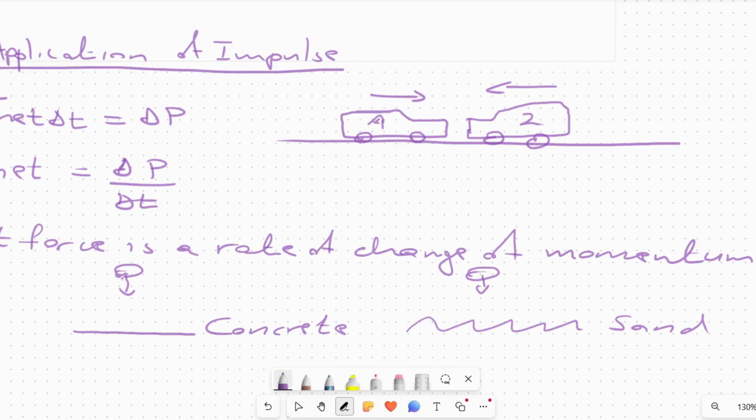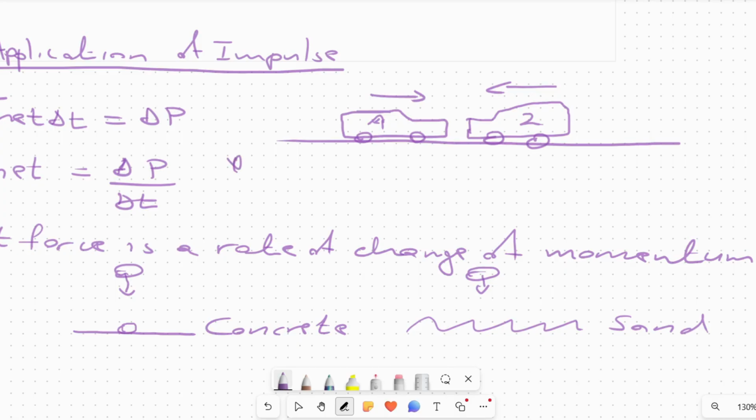When you're looking at concrete, it is very hard. So whenever this object comes in contact here, it's making contact very quickly. It's going to bounce very quickly. But sand delays. So as it delays, it's decreasing the net force that is acting on that object. That is what this principle talks about: if we can increase the time of contact, we decrease the impact on an object.